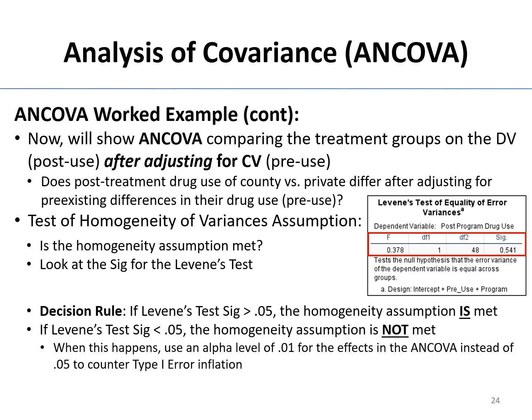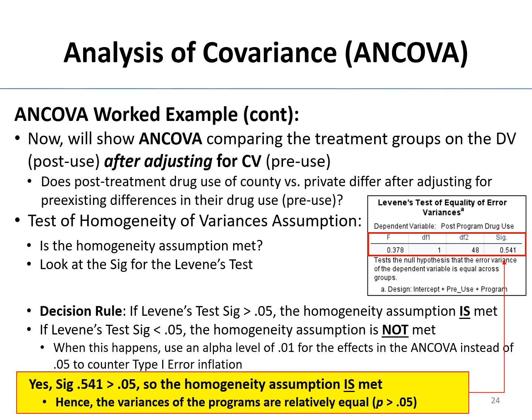Should that happen, one thing you can do is use a tighter alpha level for your ANCOVA or your independent variable effects. So maybe 0.01 instead of 0.05 to try to account for the type 1 error inflation that occurs as a result of violating the assumption. But in this case, our sig for Levene's is 0.541, which is greater than 0.05, so the homogeneity of variances assumption is met. So the spread of post-treatment drug use scores is about the same for those who went to county and those who went to private.